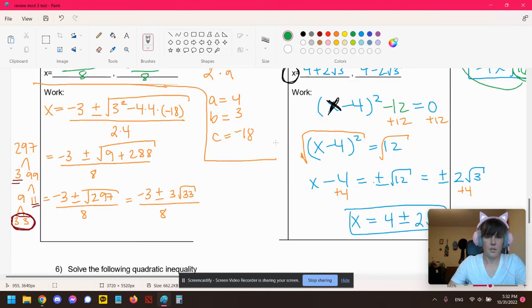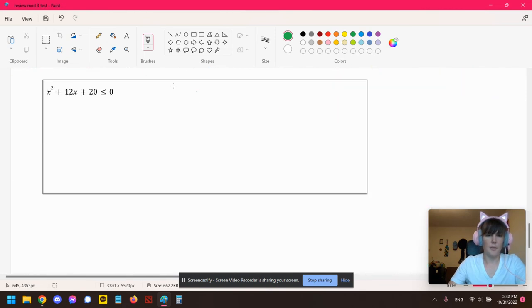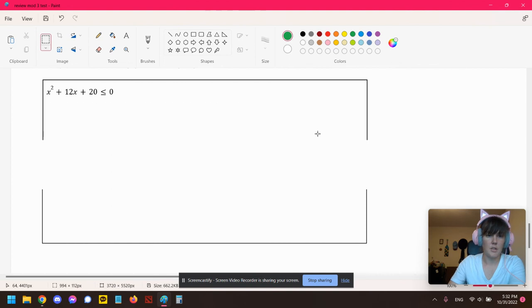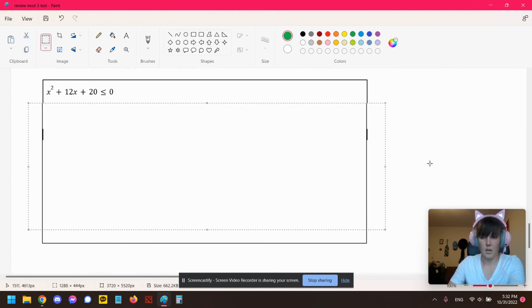Great. Last one. Solve the following quadratic inequality. The way to solve these starts out the same way, kind of to graph it, basically.